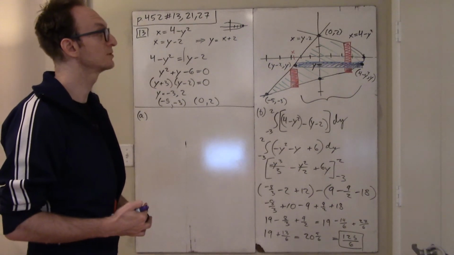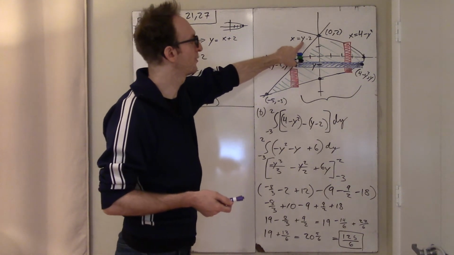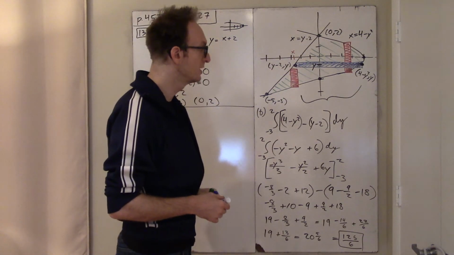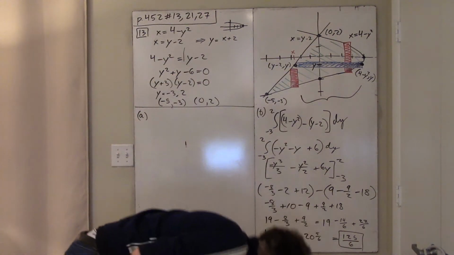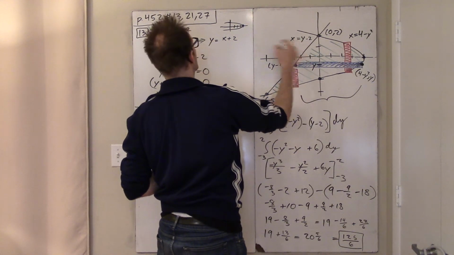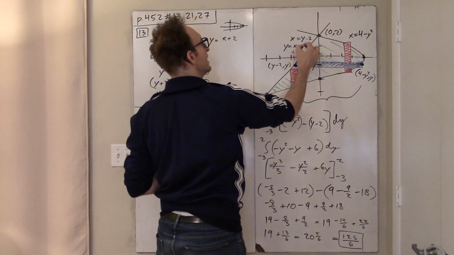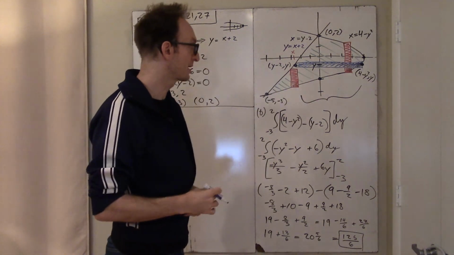In particular, I now need some new formulas, because this curve or line x equals y minus 2 is appropriate if you're integrating horizontally, but if you're integrating vertically, it's inappropriate. So I need to rewrite this curve as y equals x plus 2, because now I want to know sort of how tall these rectangles are.